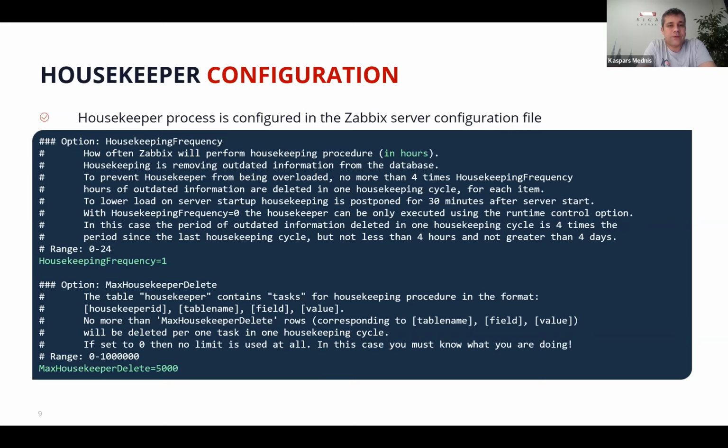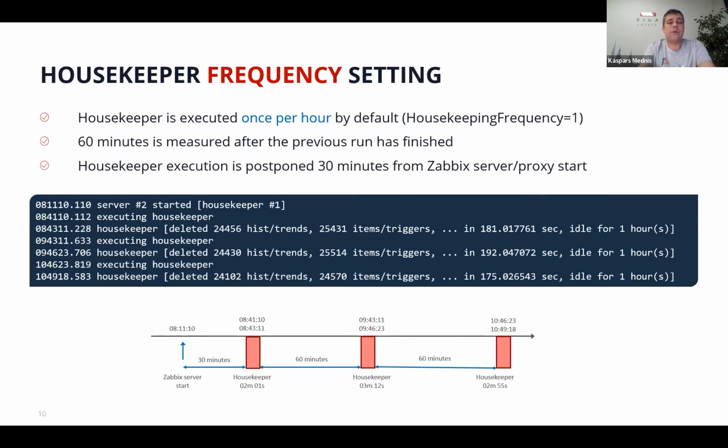Yes, so okay, housekeeping frequency 1 means 1 hour, so frequency is in hours, and delete is a completely different setting, not related to the first one, which I will explain a little bit later. So let's start with the frequency. The frequency by default is 1, and that's a fine setting. You are running housekeeper every hour and cleaning up, which basically means you will run housekeeper pretty often, and you will delete data in small portions, right?